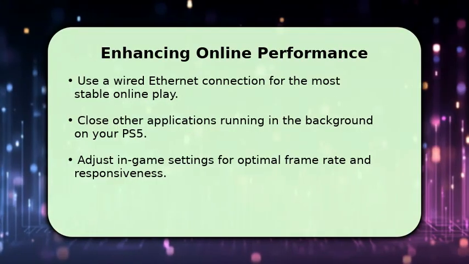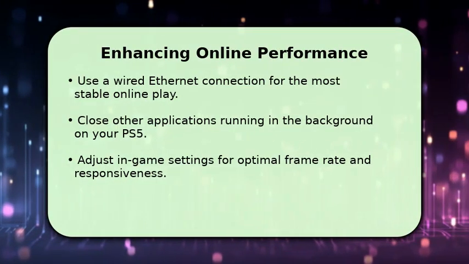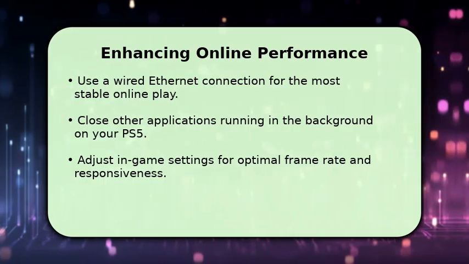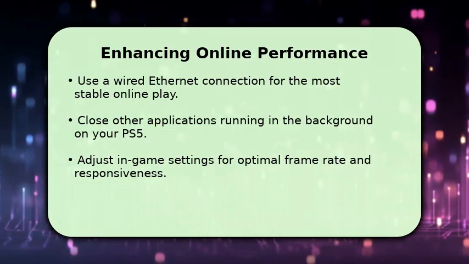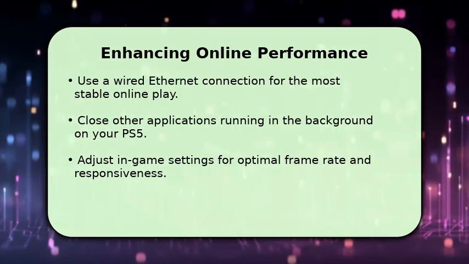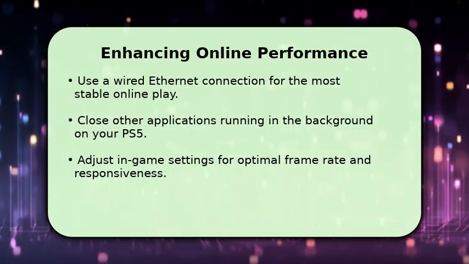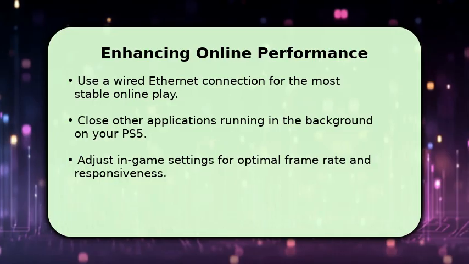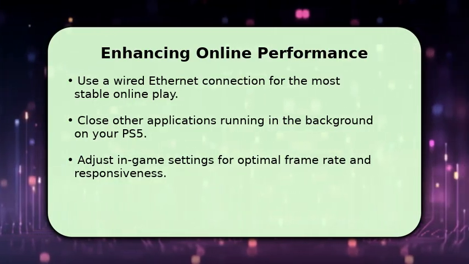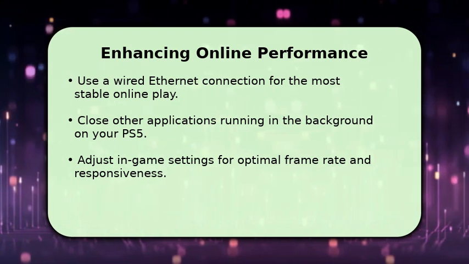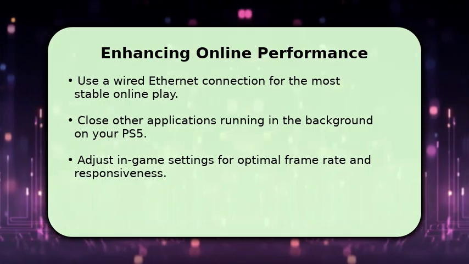To ensure the best online experience, consider a few optimizations. A wired Ethernet connection provides superior stability and lower latency compared to Wi-Fi, which is crucial for competitive play. Close any unnecessary applications running on your PlayStation 5 to free up system resources. Adjusting in-game graphics settings can also improve your frame rate. Always keep your game and PlayStation 5 system software updated to the latest versions for peak performance and security.